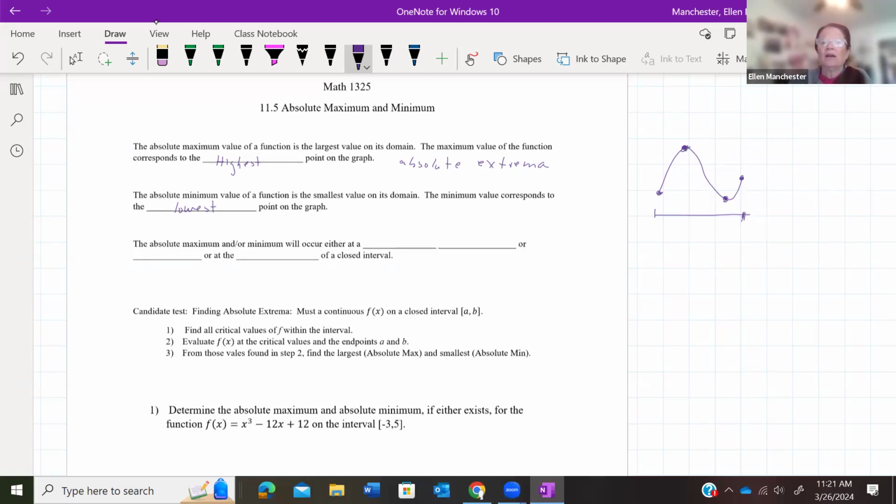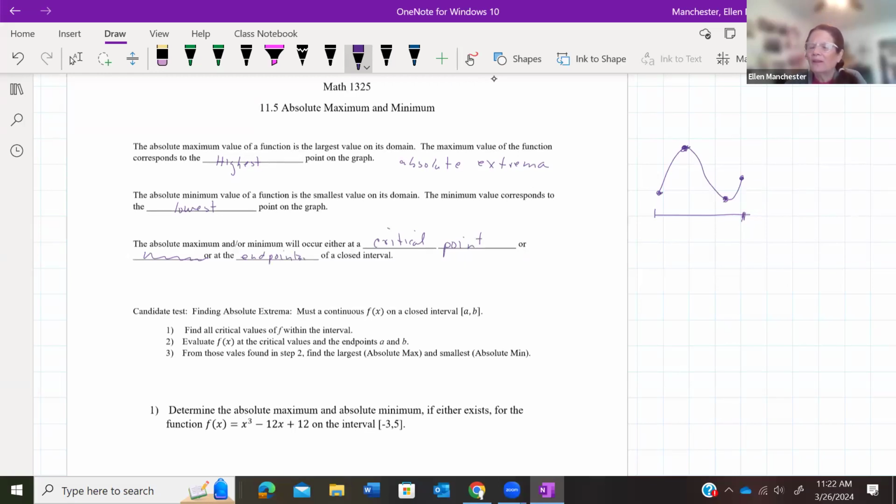All right. Also, the good news is the absolute max or the extrema, absolute max, absolute min, will occur either at a critical point, right? So we're going to have to find critical points, or this one shouldn't be there. I actually fixed this in my class, or at the endpoints.